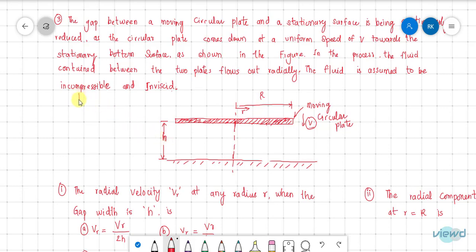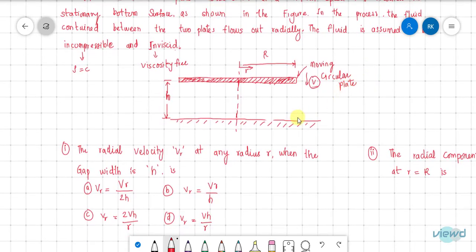And it is said that the flow is incompressible. Incompressible means density is equal to constant. Inviscid means viscosity free. So viscous free fluid, that means the fluids which have zero viscosity are called inviscid, or we will neglect viscosity if any present.